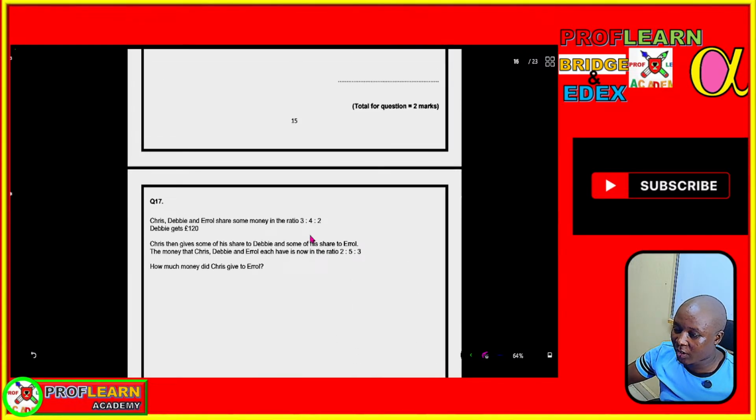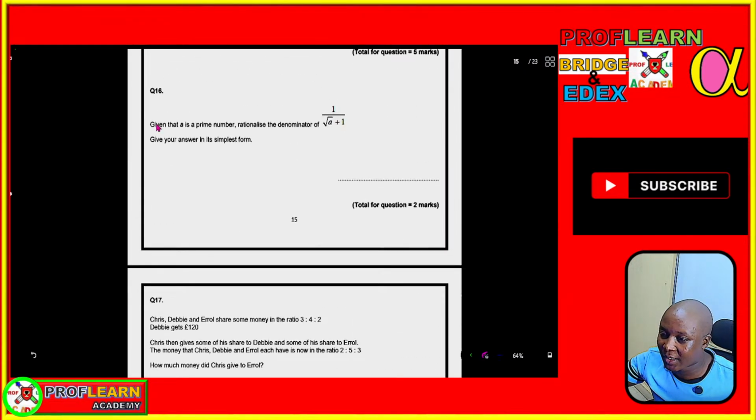So the next question is the question to do with rationalizing the denominator. Rationalize the denominator. So we are going to say 1 over root a.